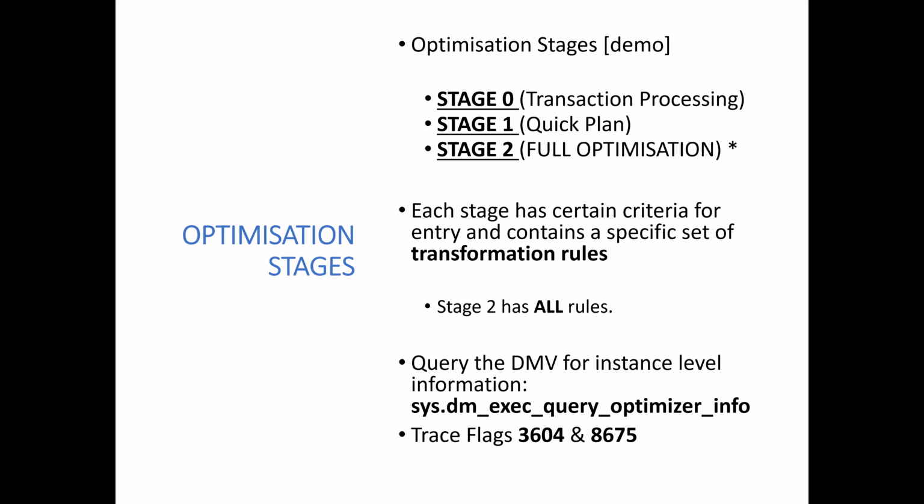Each stage has certain criteria for entry and contains a specific set of transformation rules. So that's a good point. Queries don't just start at stage 0, some can start at stage 1, and each of the stages contain very, very specific transformation rules. I did check to see if there's a way that you can pull that out and get each one, but a guy called Paul White had written about that.